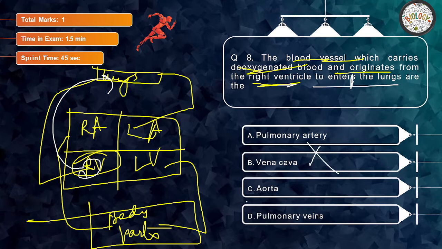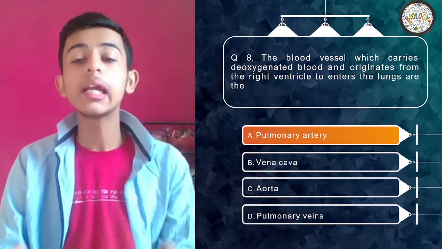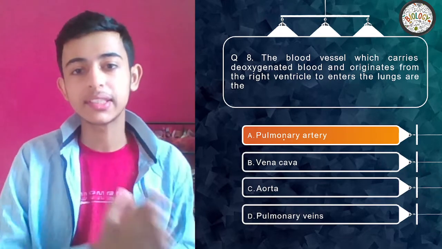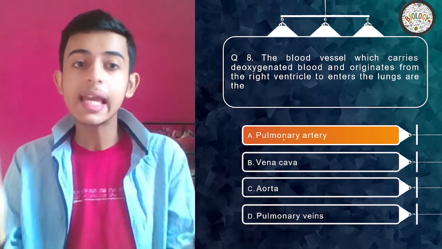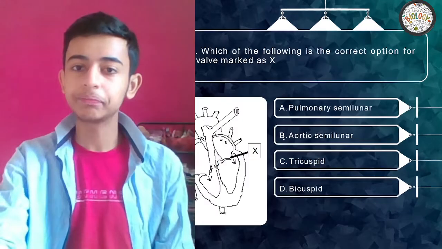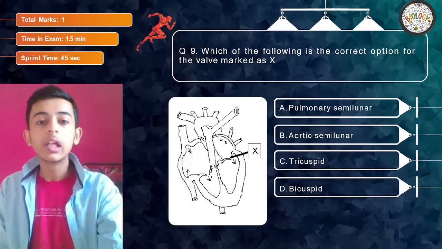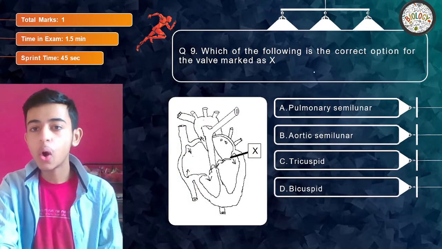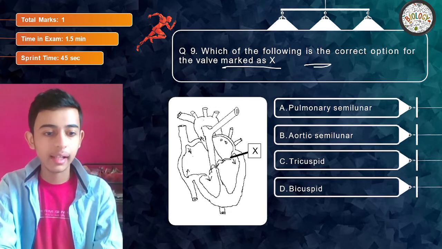Vena cava is wrong because vena cava takes blood from the body parts to the right atrium. Aorta is wrong because it carries oxygenated blood from the left ventricle to the body parts. Pulmonary vein and pulmonary artery can be confusing, but the answer is pulmonary artery because pulmonary artery carries deoxygenated blood. This is the only exception that we have. Clear? Okay. Now, which of the following is the correct option for the valve marked as X?